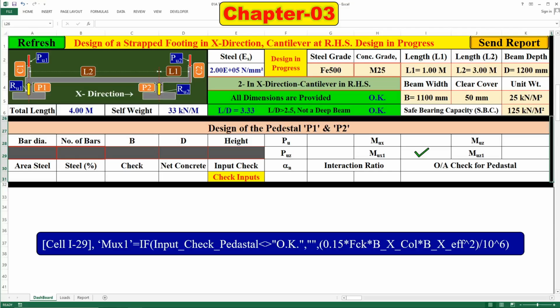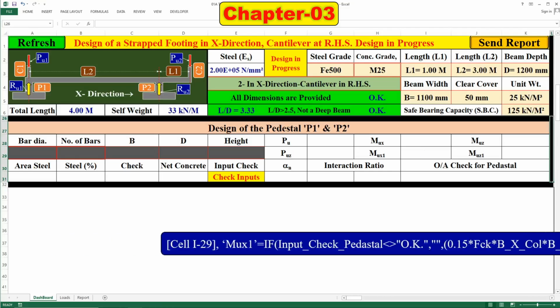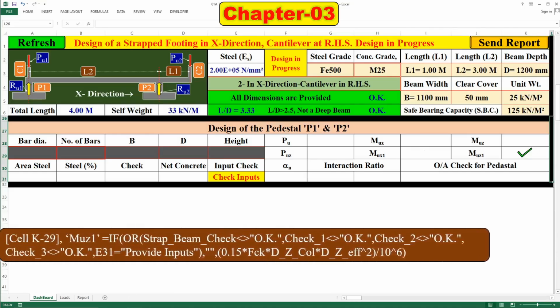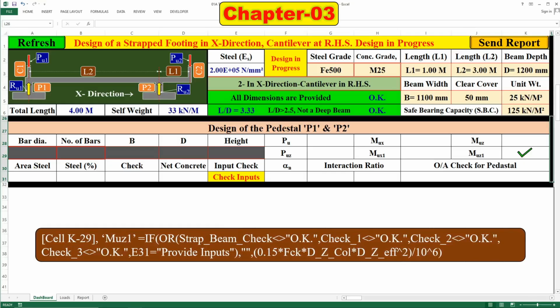Now, on the screen, it is the formula for M_U_Z_1 in cell K29. The defined name of the cell is MUZ1. This is also the design moment along the z-axis that a pedestal can withstand safely. Once again, after verifying input_check_pedestal, it calculates the value of MUZ1 as per IS 456.